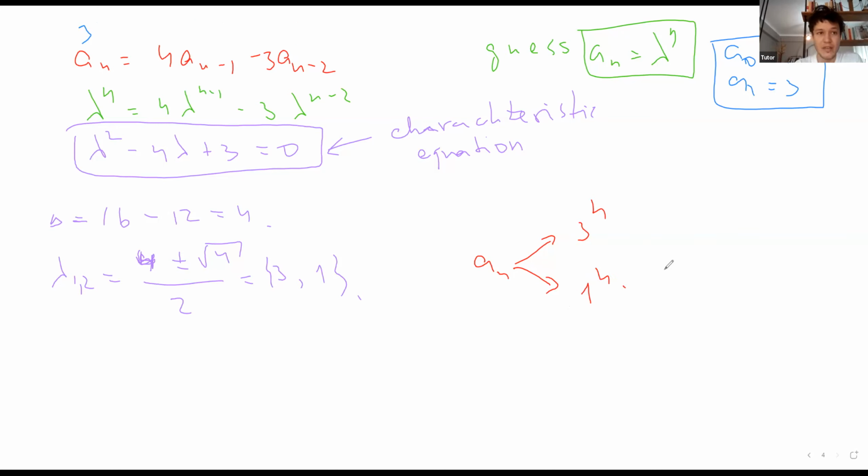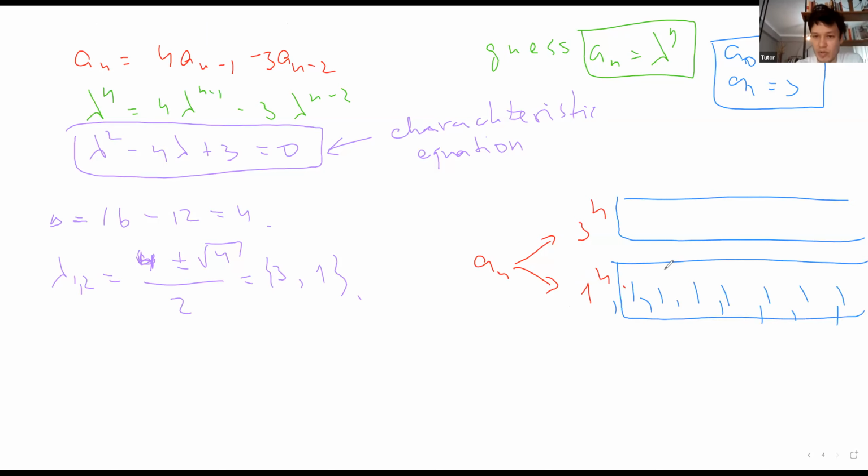If I look at the sequence 1, 1, 1, 1, 1, 1, 1, it's a good sequence. And the sequence made out of the powers of 3 is going to be 1, 3, 9, 27, 81. This is also a good sequence, right? So basically, I got 2 fundamental sequences, lambda 1 and lambda 2. So they gave me 2 fundamental sequences: this sequence and this sequence.